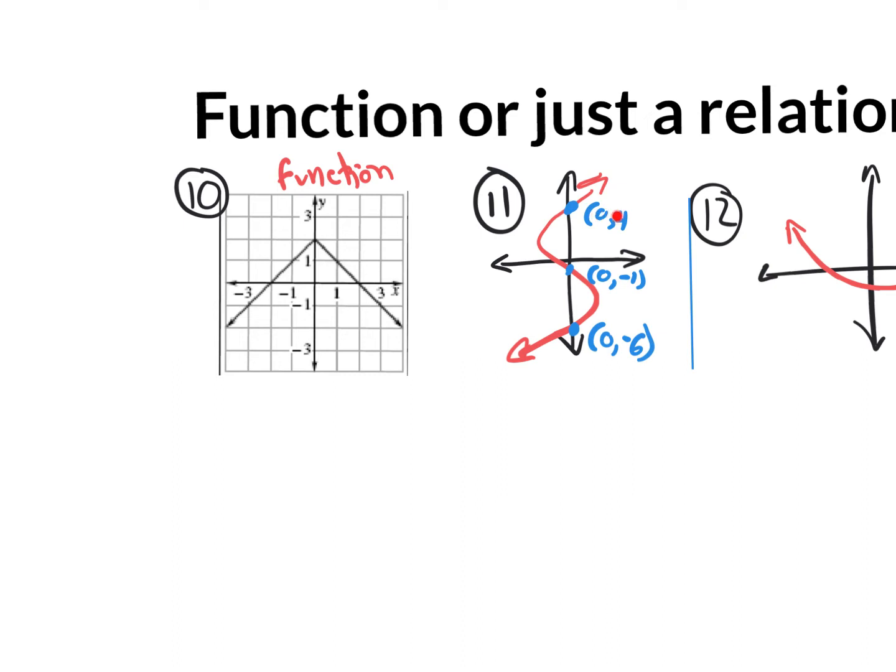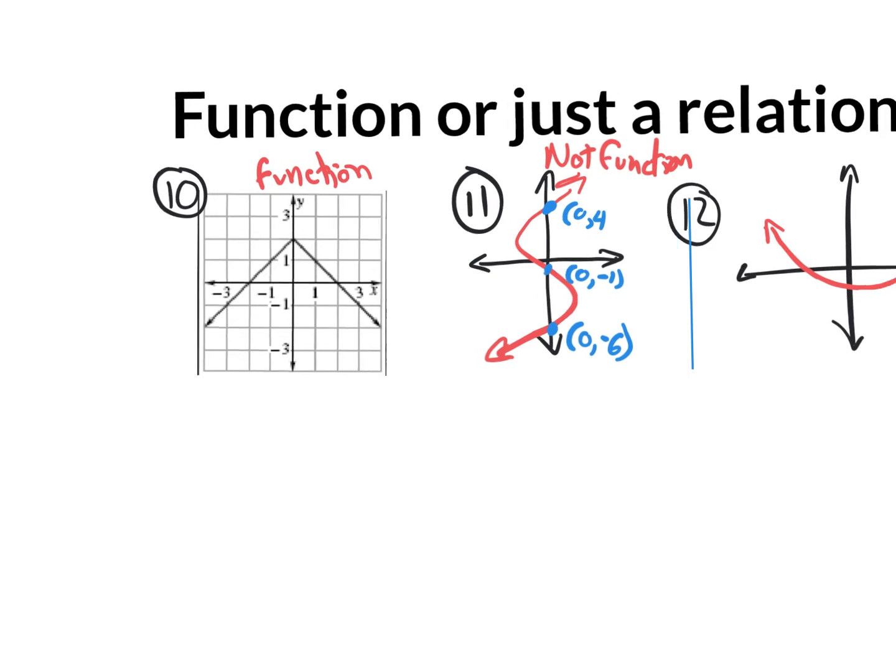So think about the machine. You plug in a 0, you get out a 4. You plug in a 0 again, you're supposed to get out a 4 again, and you don't. You get out a -1. Plug in a 0 again, you get out a -6. That machine's broken. It fails the vertical line test. So this is not a function. It's just a relation. I'm just going to put not a function. Just a relation.